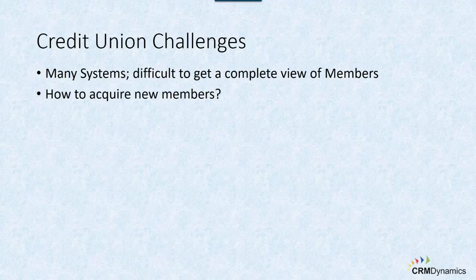Other challenges that are really important right now: how do we acquire new members? How do we reach millennials? We see a lot of credit unions that have a very established base that's aging. If you were to profile on a graph the different age distributions, you really have it heavy at the aging end and not so much at the young end.